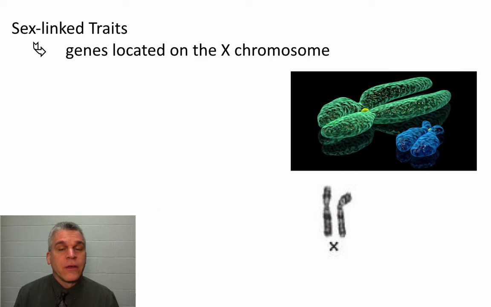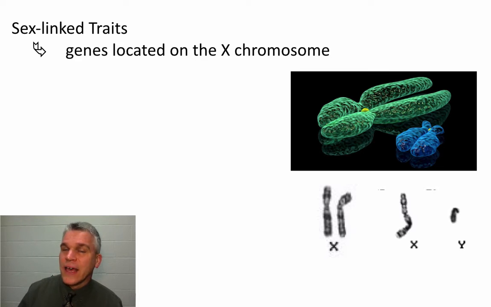We know that women have two X chromosomes. That's what makes them female. And males have an X and a Y chromosome. So the first thing you note is that females always have two X chromosomes, males only have one X chromosome. And so that's going to play a role in how we interpret the results of these Punnett squares.